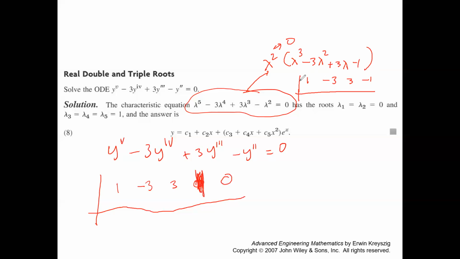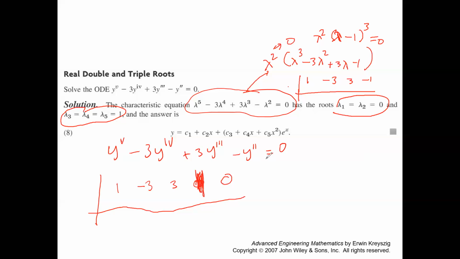Okay, and then you will have, let's say this is minus 1. This is actually a cubic equation, so this is lambda squared times (lambda minus 1) cubed equal to 0. So you will have lambda 1 equal to lambda 2 equal to 0, and then lambda 3, lambda 4, lambda 5 equal to 1.